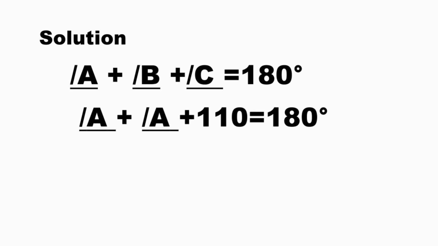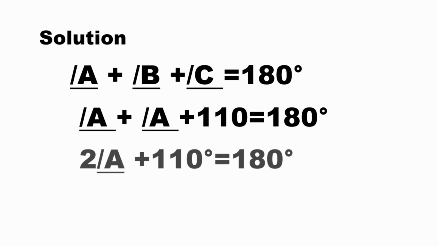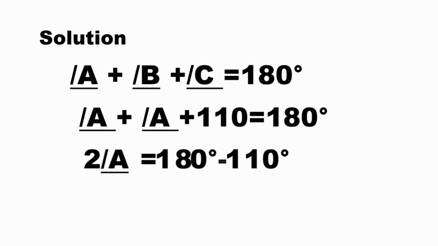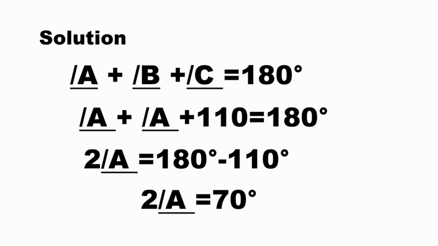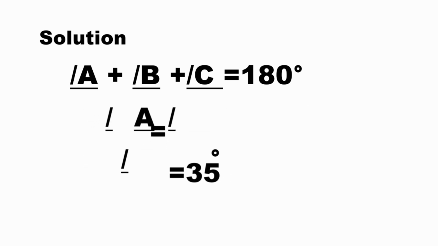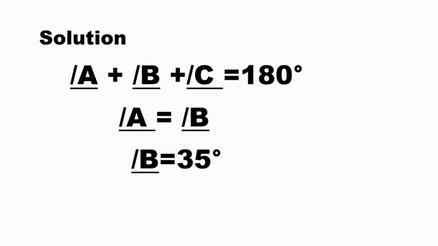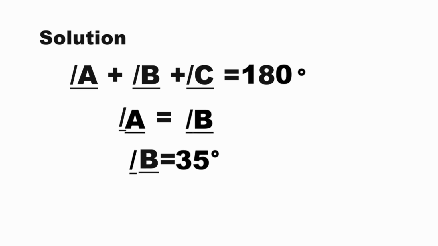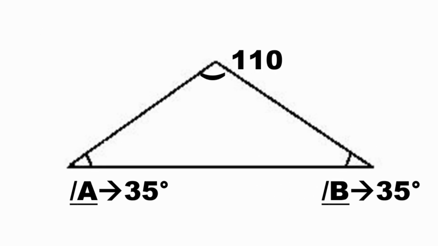180. Combining angle A, so 2 times angle A plus 110 equals 180. Transposing 110 to the right, so we have 2 times angle A equals 180 minus 110. 180 minus 110 is 70, so 2 times angle A equals 70, and dividing 70 by 2, we have angle A equal to 35. Since angle A is equal to angle B, B is equal to 35. So here is the figure with corresponding angles.